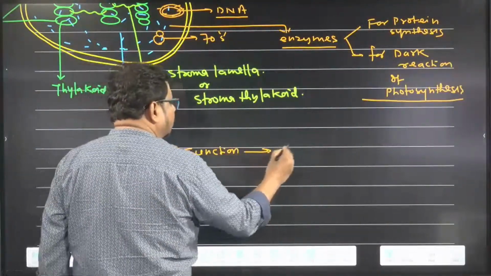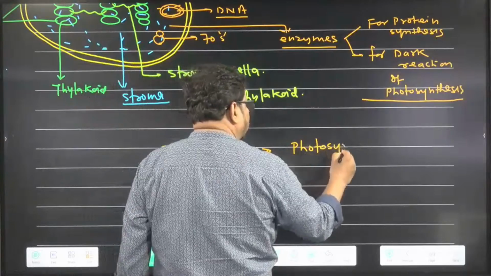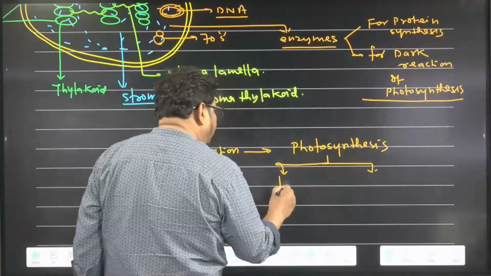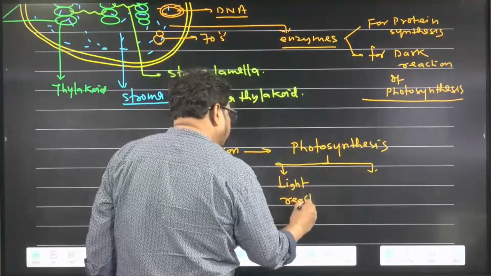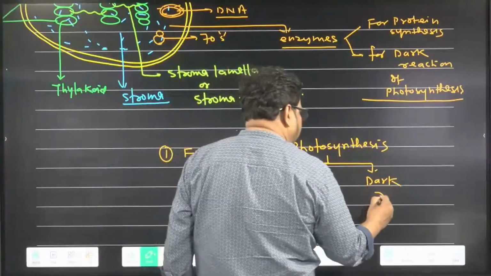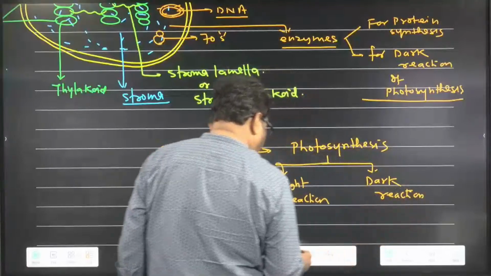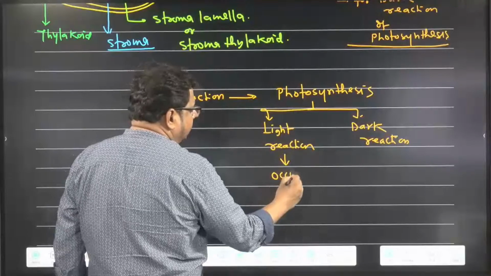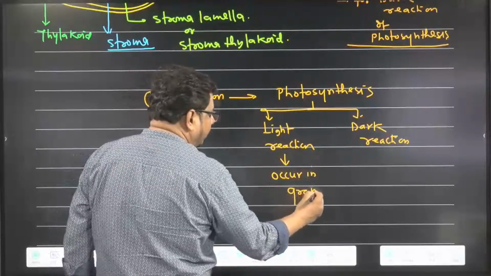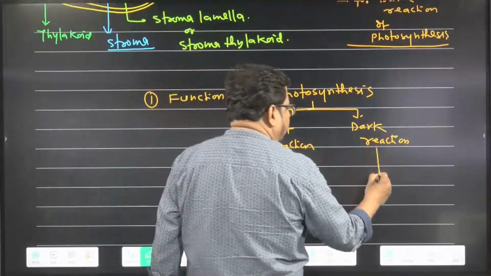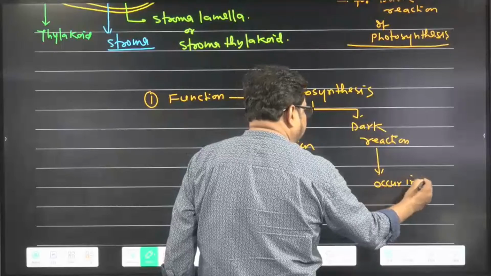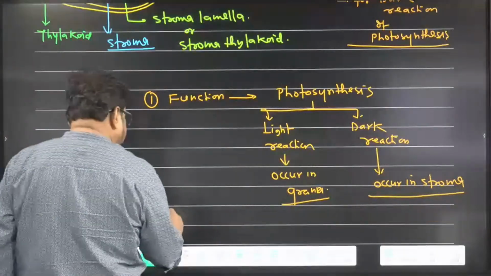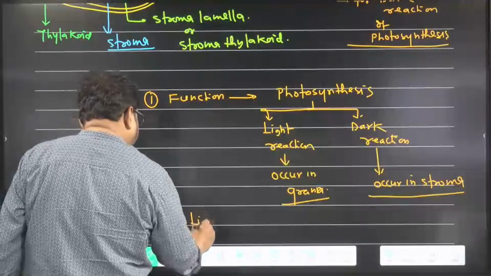So the first function is photosynthesis. And in photosynthesis, you should know, it is a long-term batch, so you manage to know it. Two reactions occur. One is light reaction and another is dark reaction. I hope everyone is aware of it. If you talk about light reaction, this light reaction occurs in grana. Where does it occur? In grana. And dark reaction occurs in stroma. What is light reaction and dark reaction? We will study in detail in which chapter? Photosynthesis.